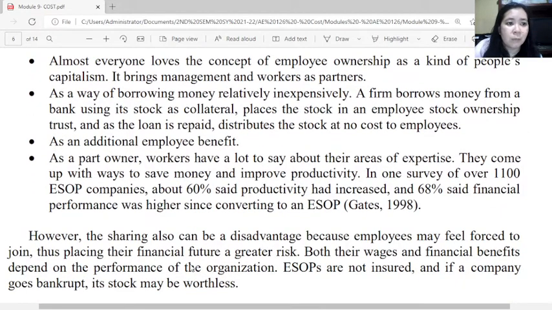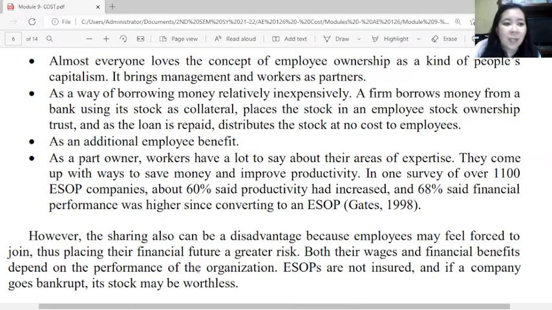Almost everyone loves the concept of employee ownership as a kind of people's capitalism. So it brings management and workers together as partners. Another is as a way of borrowing money relatively inexpensively. How do they do that? A firm borrows money from a bank using its stock as collateral and places the stock in an employee stock ownership trust, and as the loan is repaid, they distribute the stock at no cost to the employees. This is how they do it.